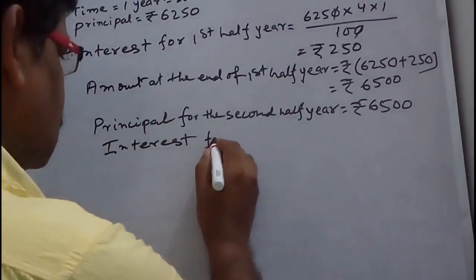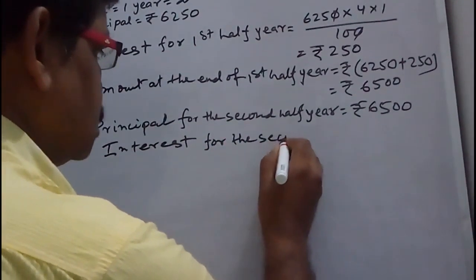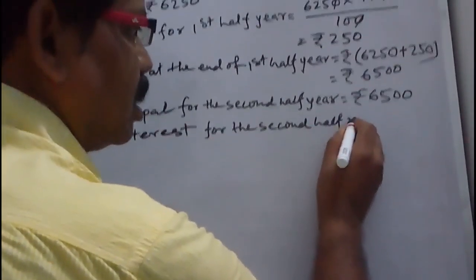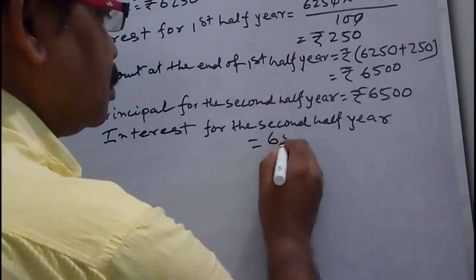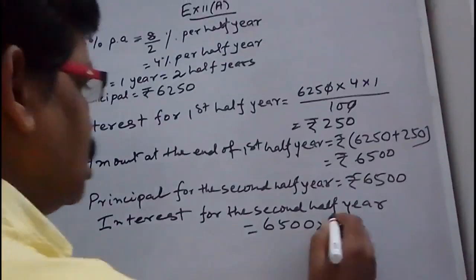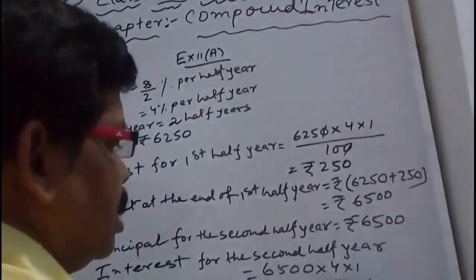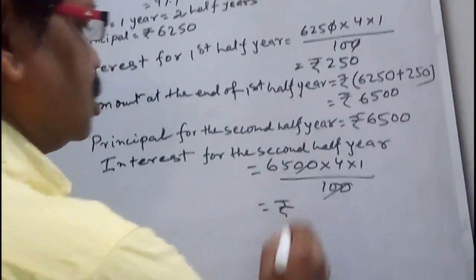for the second half year equal to 6500 into 4 into 1 by 100. Cancel these two 0s. So multiply 65 with 4, that is equal to 260.